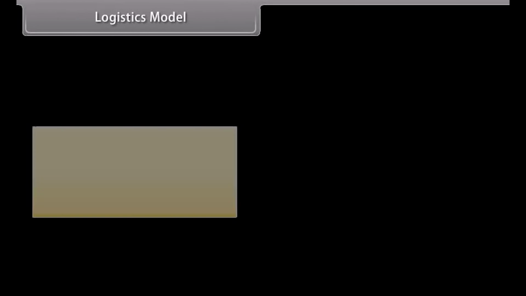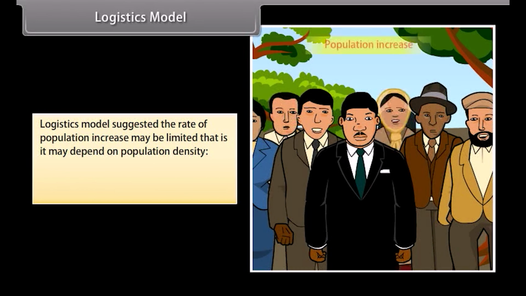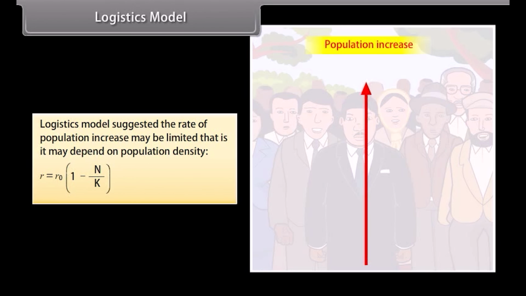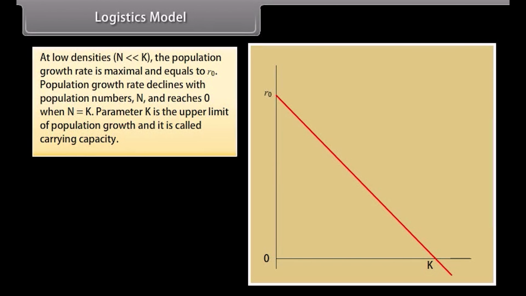Logistic model. The logistic model suggests the rate of population increase may be limited, that is, it may depend on population density. R equals R0 into 1 minus n by K. At low densities, that is, n much less than K, the population growth rate is maximum and equals R0. Population growth rate declines with population numbers n, and reaches 0 when n equals K. Parameter K is the upper limit of population growth and it is called carrying capacity.